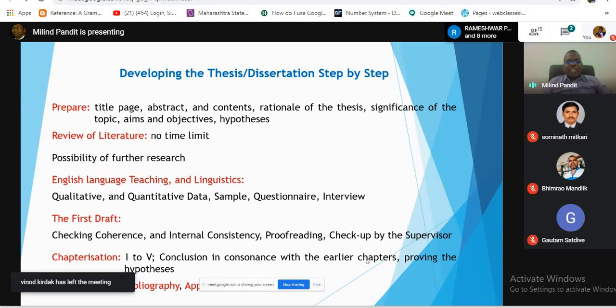Otherwise, writing on and on, maybe what James Joyce has done, the stream of consciousness. That stream of consciousness is very useful, highly productive in a literary area. But it is not in the area of research.